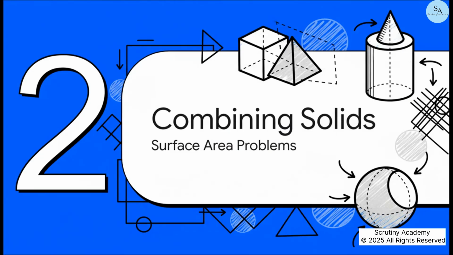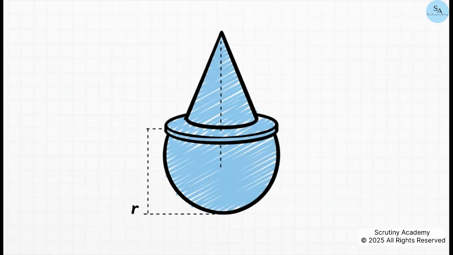All right, with our formulas locked in, let's tackle the first big type of exam question, finding the surface area of combined shapes. This is where we start putting our Lego blocks together. Here we go, a classic board exam problem. We've got a toy, right? It's a cone sitting right on top of a hemisphere, kind of like an ice cream cone. They share the same radius. Our mission, should we choose to accept it, is to find the total area we could paint.